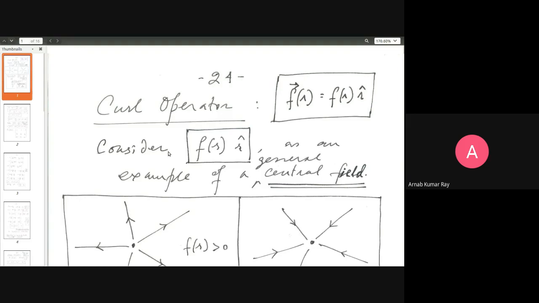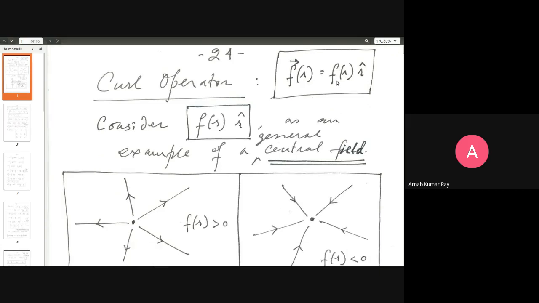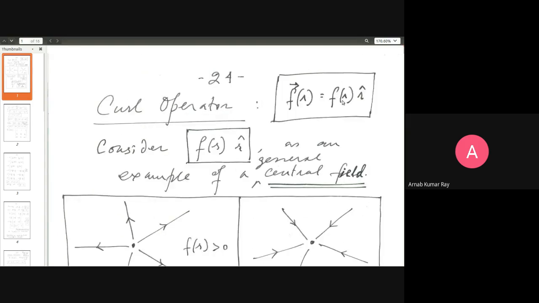So we shall take up the curl operator now. Instead of getting into too much mathematical detail, I shall begin with a simple example, namely that of a central force field. What is a central force field? A central force field is one in which the force depends on the radial vector only and is directed only along the radial vector. So basically, you will have f as a function only of the radial vector r, the magnitude part, and the vector part will just be r cap. So consider f(r) r cap as an example of a general central field.